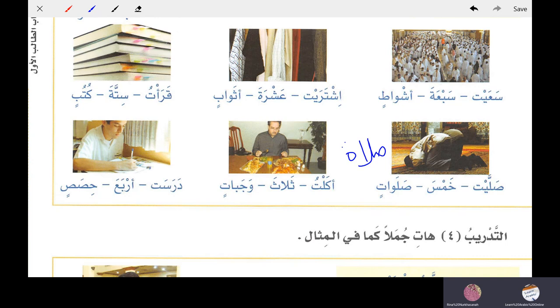Yes, wait a minute, I will write. Salawat, salatun, salatan. One salah. So this will be the singular. Okay. "Kam salatan salaita?" Okay, correct. "Salaitu khamsa salawatin."